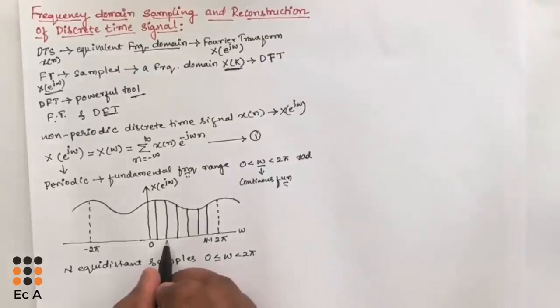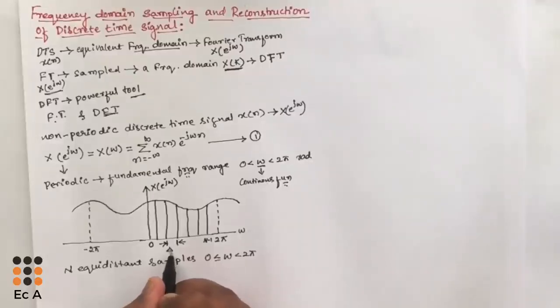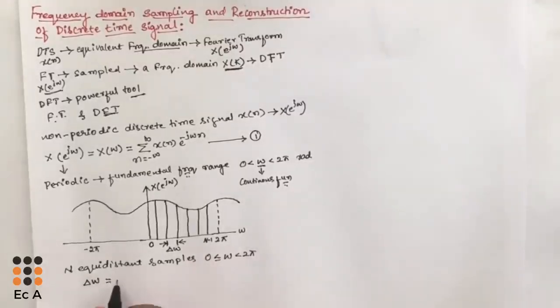Now the width of each sample is represented as delta omega. Delta omega will be equal to 2 pi by N. So here we are writing the sample spacing as 2 pi by N because the range is up to 2 pi and we are taking N samples. That's why we are taking the sampling spacing as 2 pi by N.